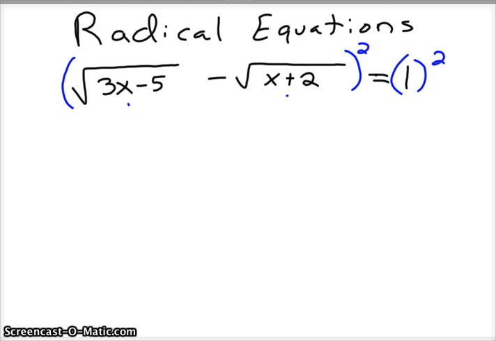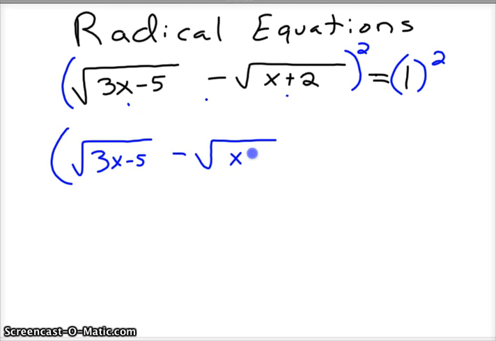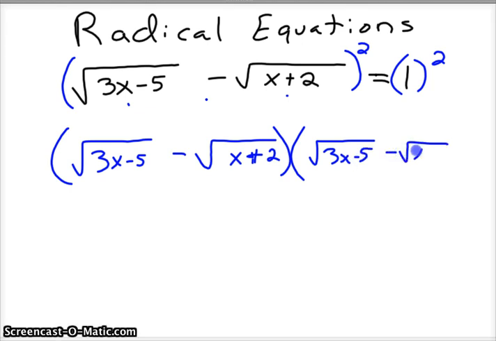And so what that makes us have to do is, since this whole thing is a binomial, we're going to have to write that out twice. So the square root of 3x minus 5 minus the square root of x plus 2, I don't know where the 5 came from. And then the square root again of 3x minus 5 minus the square root of x plus 2, and then equals 1.